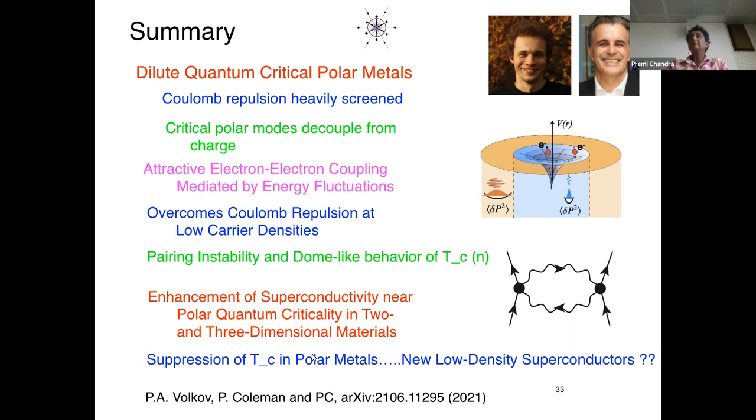the idea behind looking at superconductivity in dilute quantum critical polar metals is that the challenge is that the Coulomb repulsion is heavily screened and the critical polar modes decouple from the charge. We think that a plausible scenario, at least for low carrier density, is that attractive electron-electron coupling overcomes the Coulomb repulsion at low densities. We got a pairing instability and enhancement of superconductivity near polar quantum critical points in both two and three dimensions. And one of the questions that we think might be interesting to pursue is if you suppress TC in a polar metal, could you get a new low density kind of superconductivity?